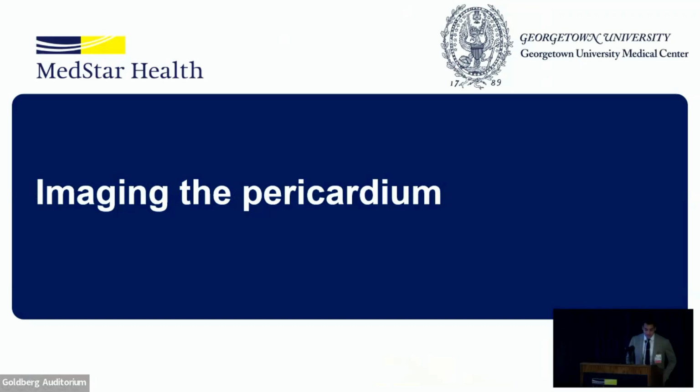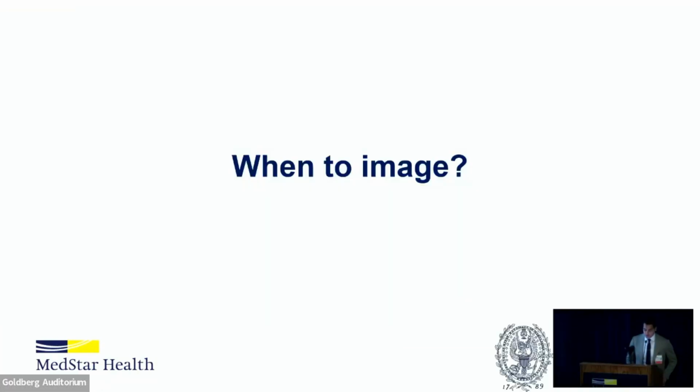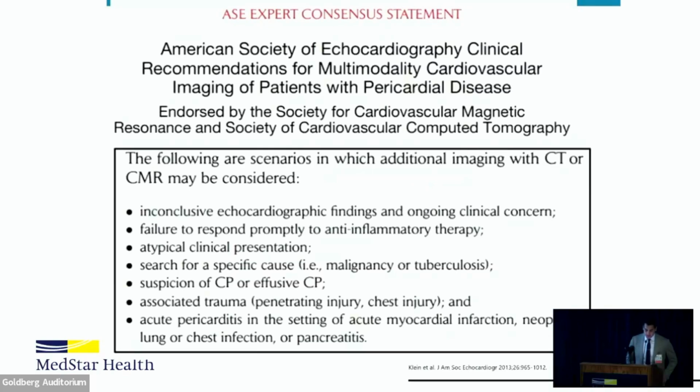Now, the interesting stuff, how do you image the pericardium? Acutely, as I said, every patient should be undergoing an echocardiogram. Not every patient with their first index episode deserves an MRI, although if it becomes more recurrent, we should be doing some advanced imaging with a cardiac MRI. And if we're thinking of a more constrictive picture based on exam or other findings, those patients are best served with a CT to be assessing for calcification in their pericardium, especially for pre-op planning. And this was very well laid out by the ASE document by Allan Klein in 2013.